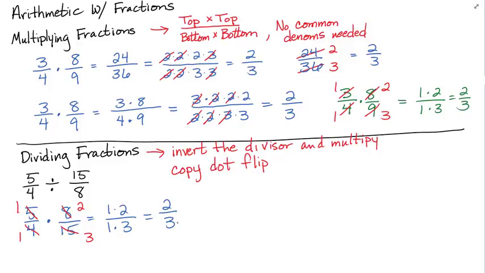Copy, dot, flip. So you flip the second one and change it to a multiplication problem. And there is the answer. And it's already in reduced form. Now, a couple things to be aware of.